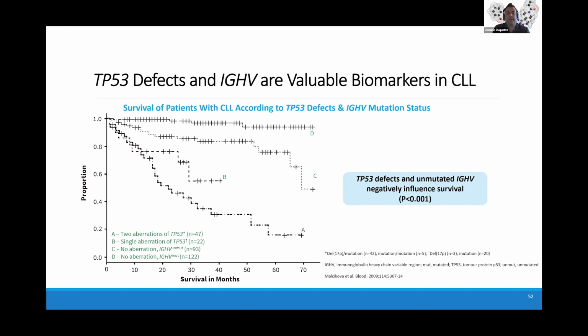So TP53 or 17p patients do less well, particularly with chemoimmunotherapy. And again, IGHV, unmutated or mutated, are quite different. The mutated patients do better and are responsive to chemoimmunotherapy, but not unmutated patients.